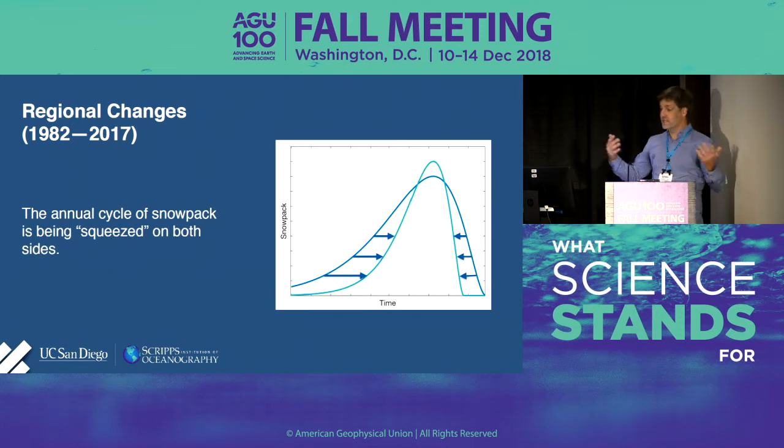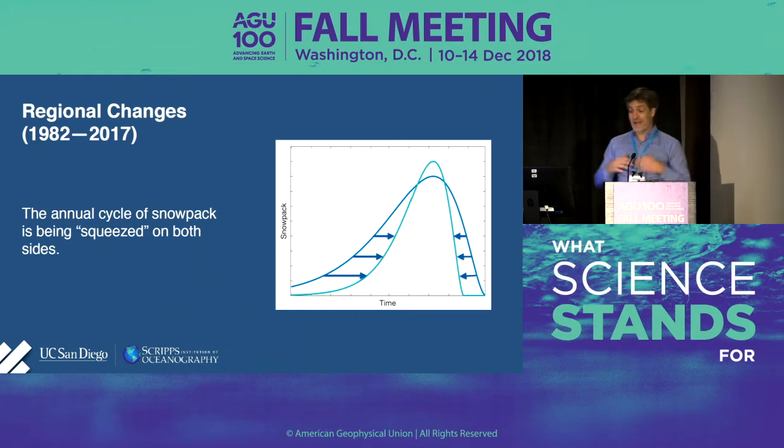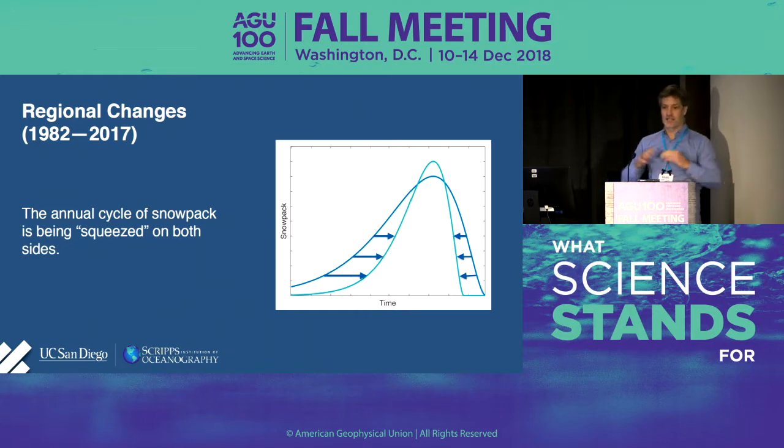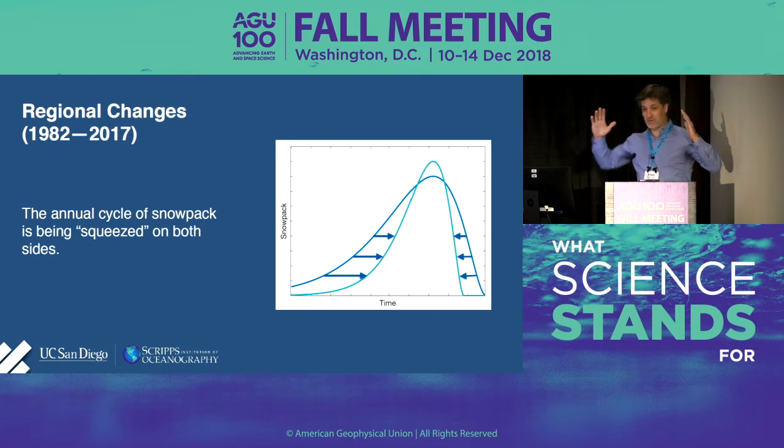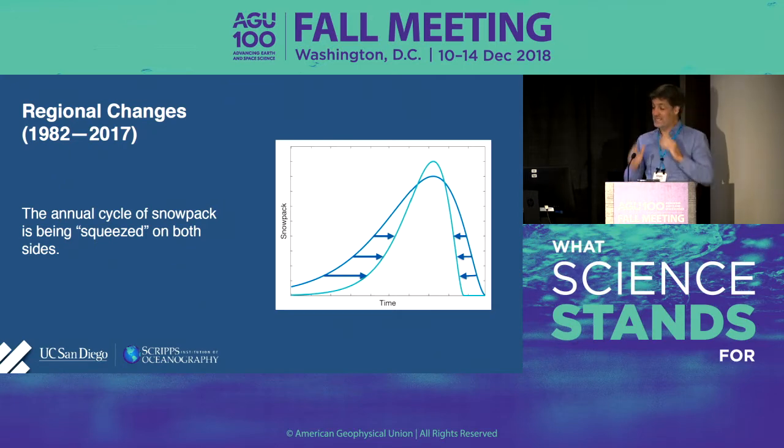Looking over the period 1982 through 2017, actually I just updated it with last year's data last night, so through 2018, it's the same story. Result number one: the annual cycle of snowpack is being squeezed on both sides. In other words, the summer is basically coming earlier, fall is coming later. So snowpack is just being squeezed in.